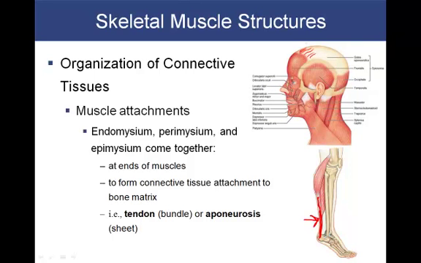So it's the same type of structure. It is connecting a muscle to a bone, but they come in two forms. They can come in a band-like structure known as a tendon, or a very flat sheet-like structure known as an aponeurosis.